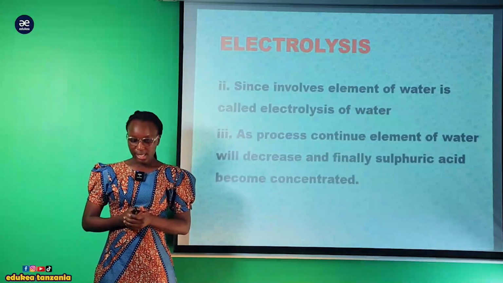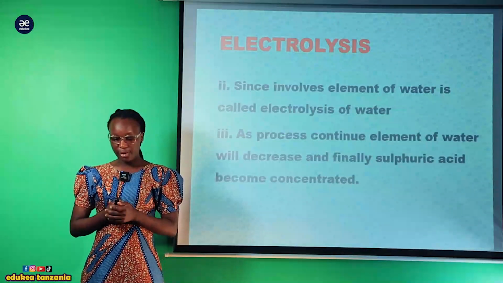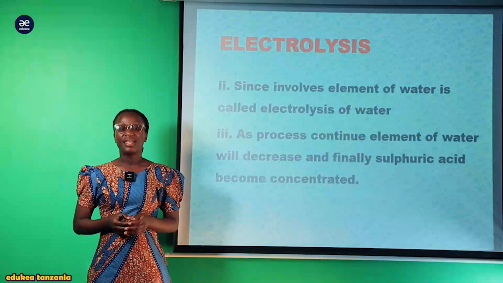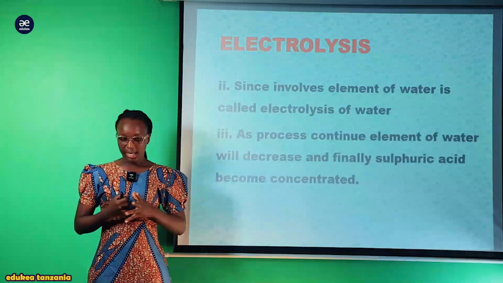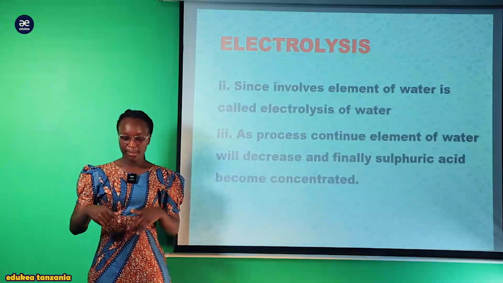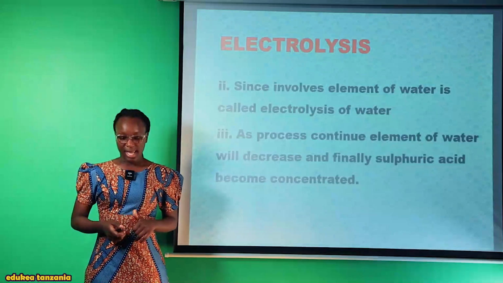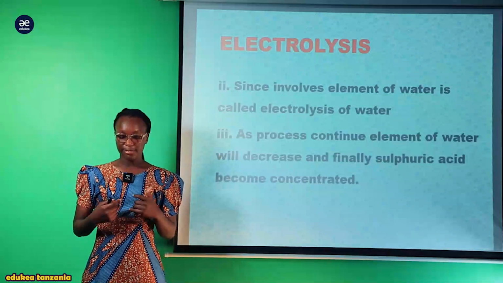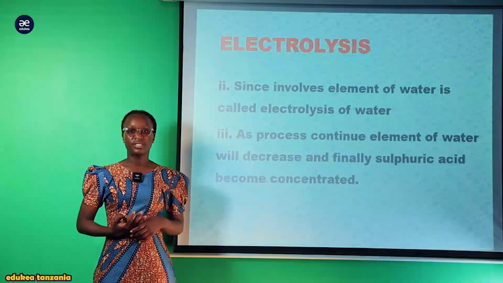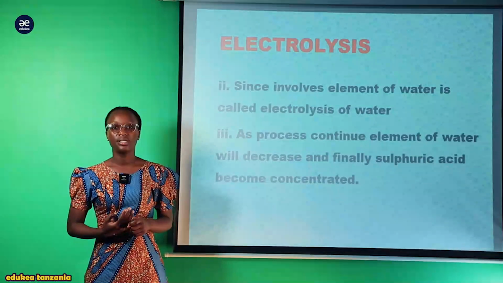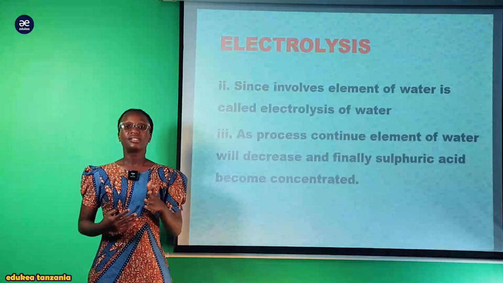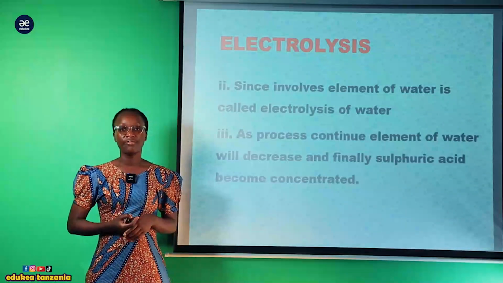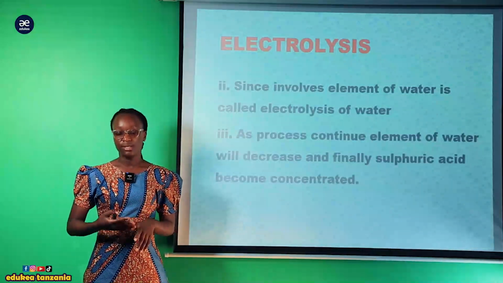Another is since it involves element of water, now it is called the electrolysis of water, kwa sababu the elements of water are involved. But as the process continues, elements of water will decrease and finally sulfuric acid becomes concentrated, and once it becomes concentrated, tunaona kwamba this is sulfide ions zitakuwa involved, zitakuwa discharged and so forth.